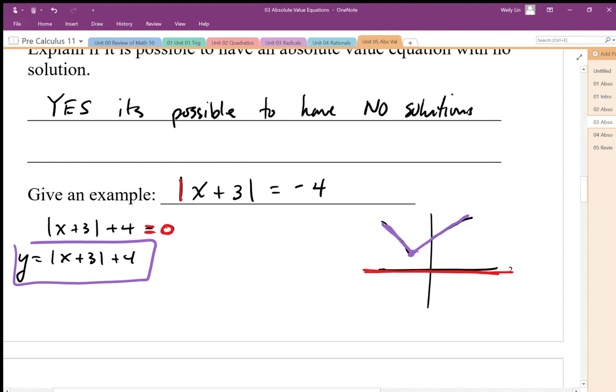Now, we have to be careful because we can actually solve this algebraically, and we're going to end up with something called extraneous solutions that we saw before.